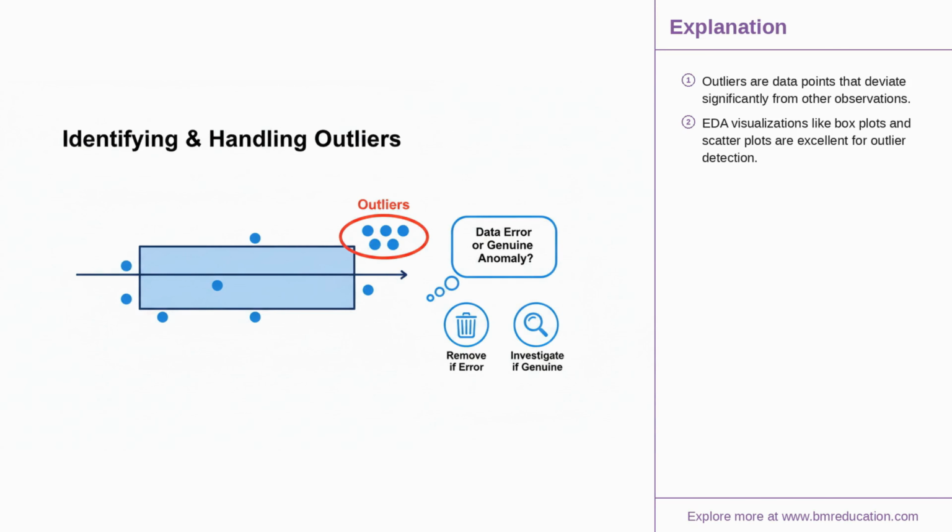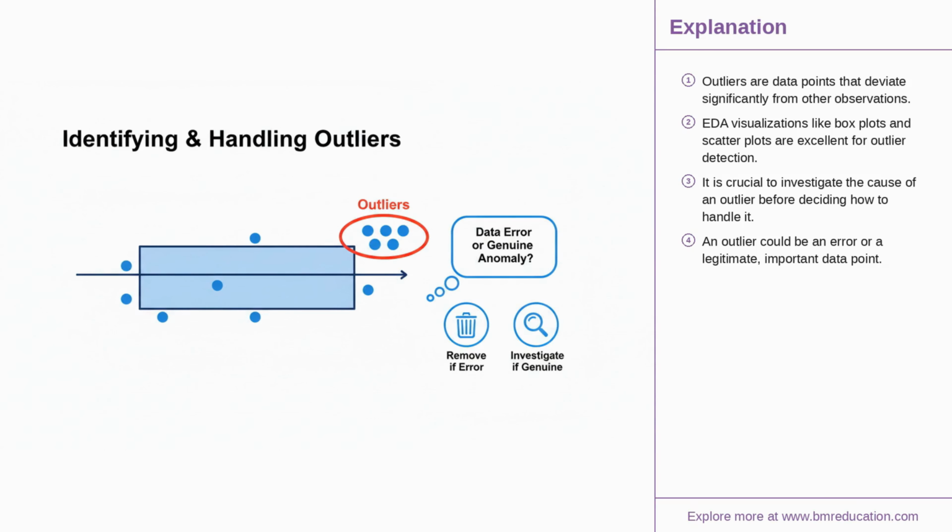EDA is also our best tool for detecting outliers, data points that are significantly different from others. Box plots and scatter plots make them visually obvious. Once identified, we must investigate. Is it a simple data entry error? Or is it a genuine, rare event that contains valuable information? The decision to remove, correct, or keep an outlier can dramatically impact our analysis.